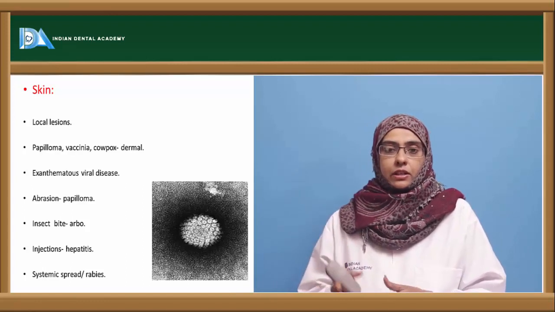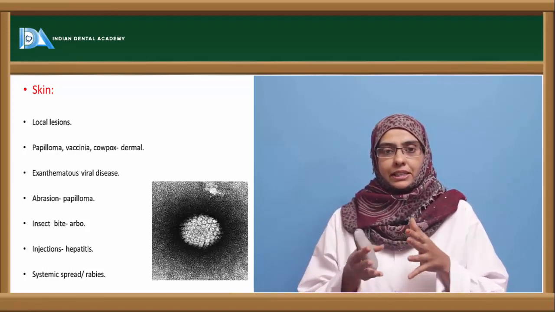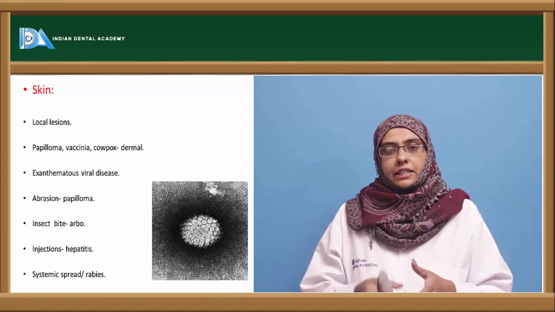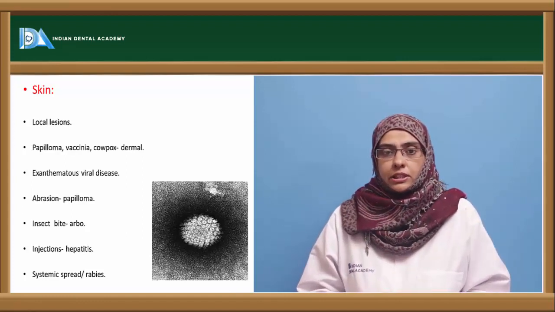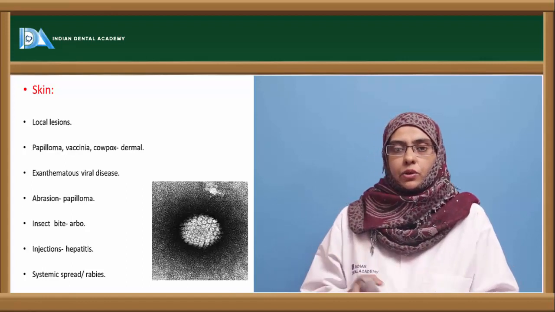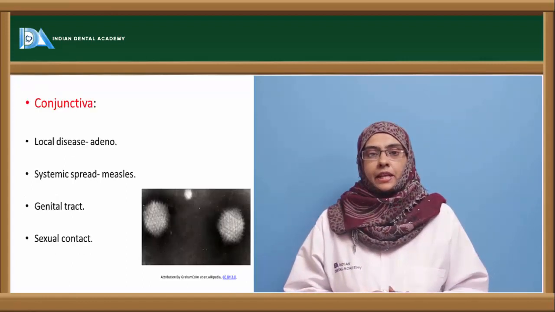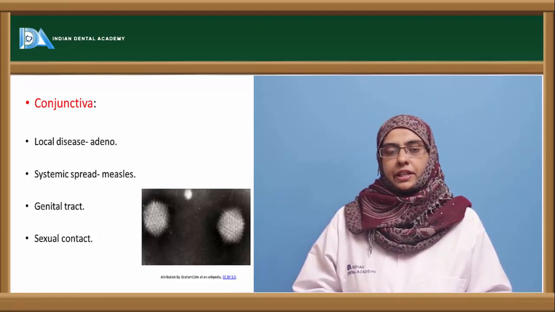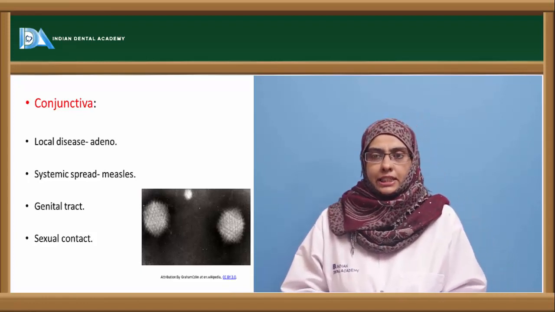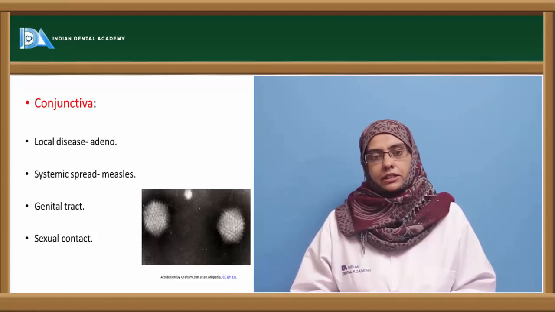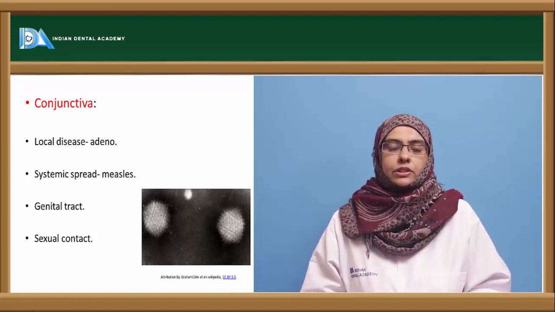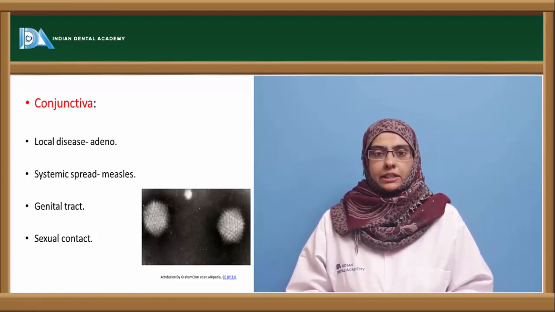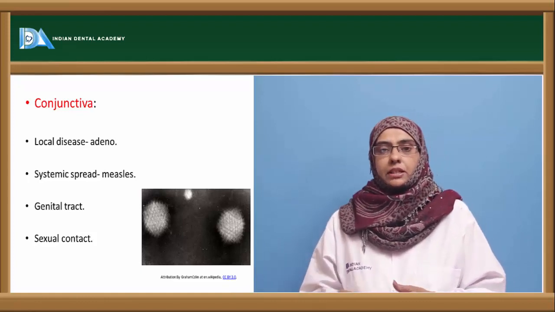dog bite. So when the dog bites, the organism gains an entry locally and then reaches the spinal cord and can go to the central nervous system. So this is the systemic spread that is caused by the rabies infection. Next, another important portal of entry is the conjunctiva, which is very rarely seen, but there are certain organisms that will have the ability to cause the infection of the conjunctiva. So the local diseases are caused by arbovirus, and the systemic spread is mostly by the measles.